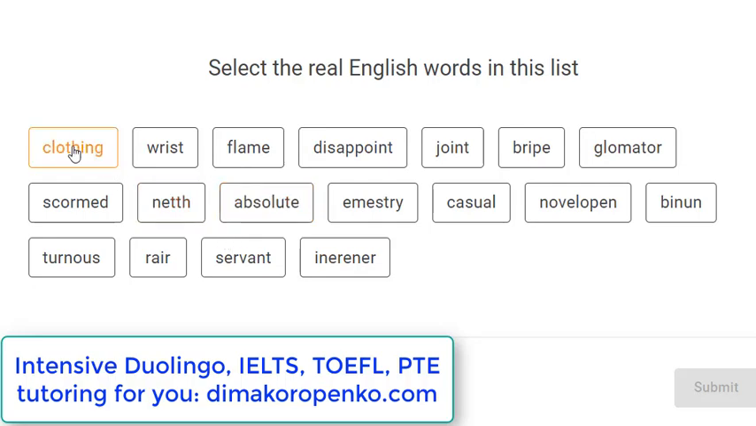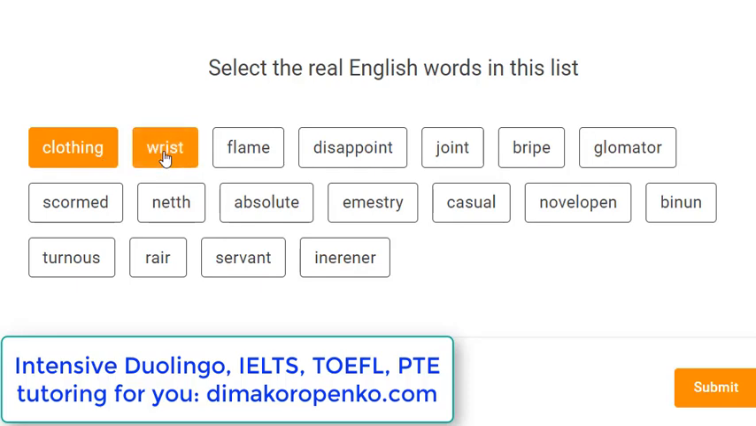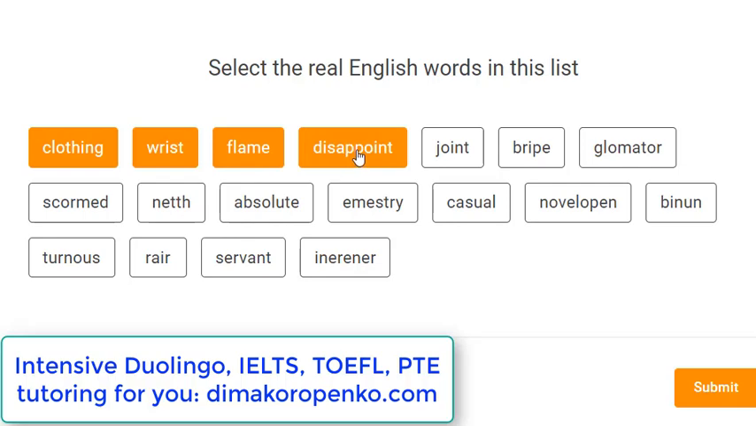Clothing, yes. Clothing, clothes, garment, outfit, apparel, all that jazz. Clothing. Wrist, a part of the hand, on which usually we wear watches. Remember, WR, wrist. Flame, like fire, flame. Disappoint, yes, disappoint, not to meet somebody's expectations. Disappoint. Joint, some connection, some link, it can be a part of the body, so joint.